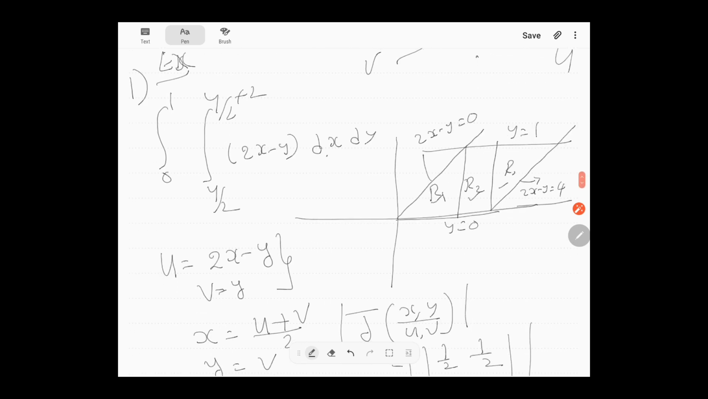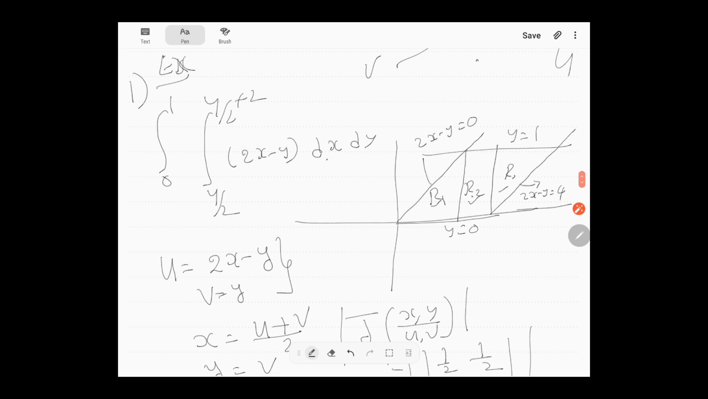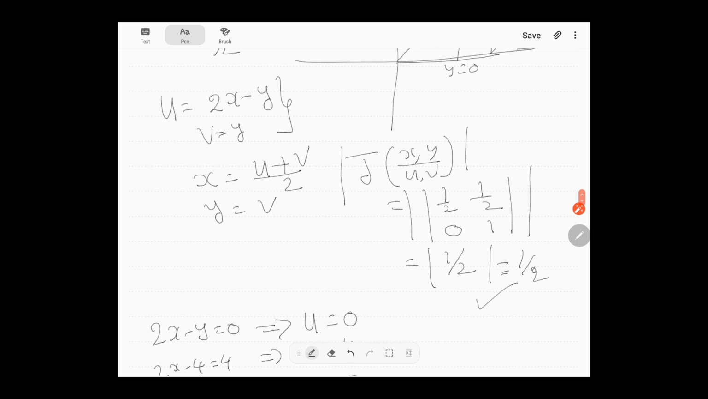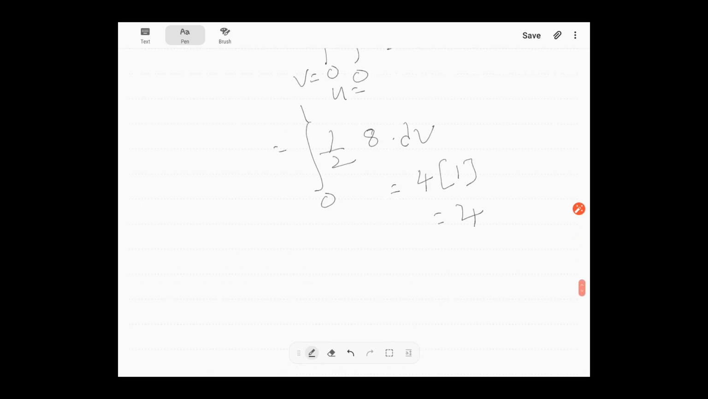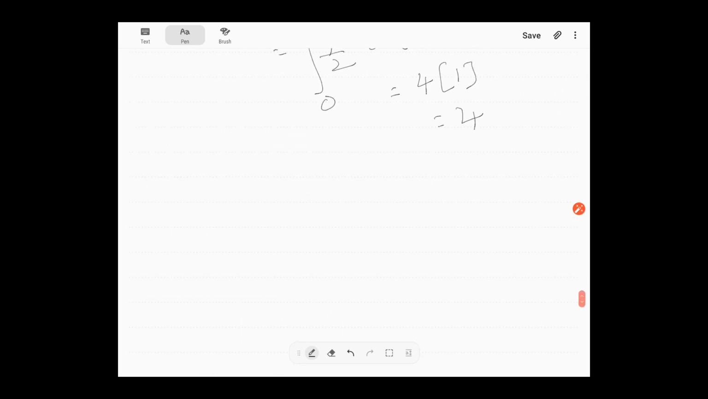The same 4 you will get. Even by change of order of integration, if you split it into 3 parts, then also you will get the value equal to 1. So this is the first problem. Coming to the example 2.